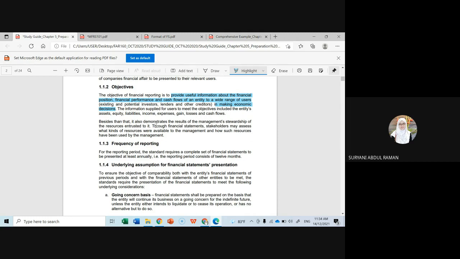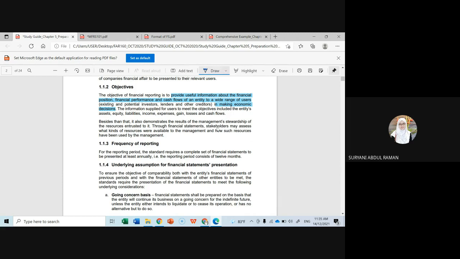Besides that, it also demonstrates the results of the management stewardship of the resources entrusted to it. So it will be able to identify the efficiency of the managers in managing the business. Through the financial statement, stakeholders, meaning the users. Stakeholders are actually the users.